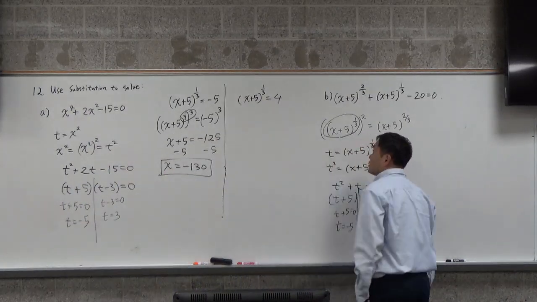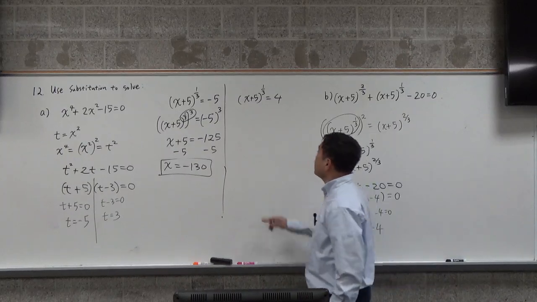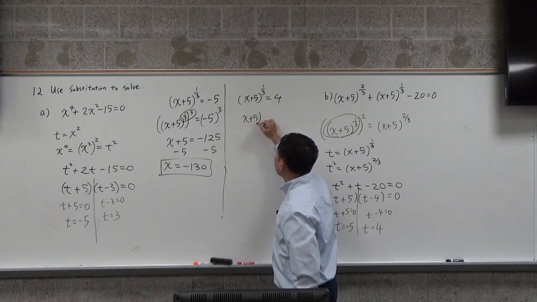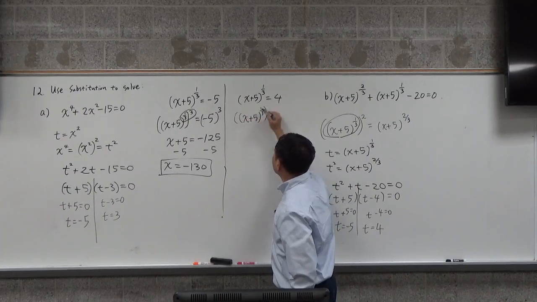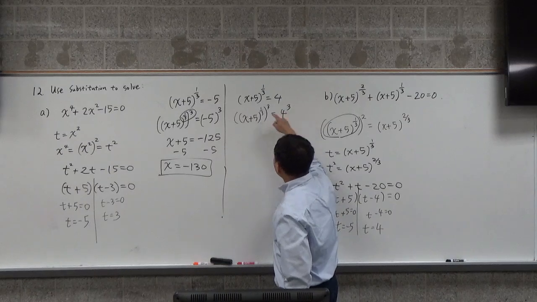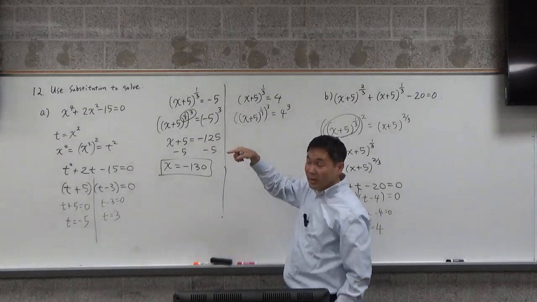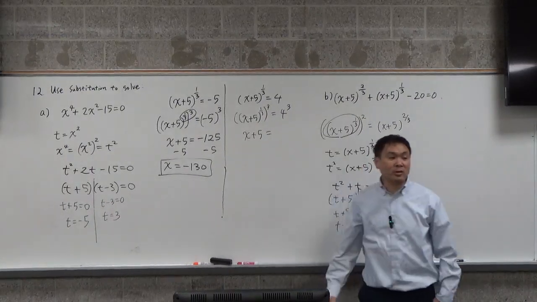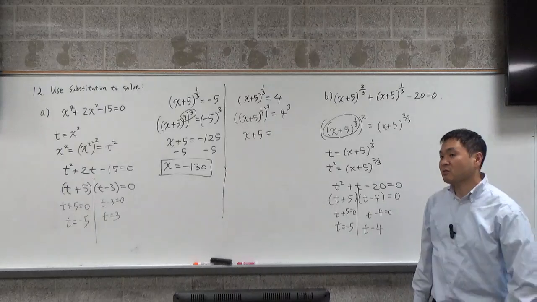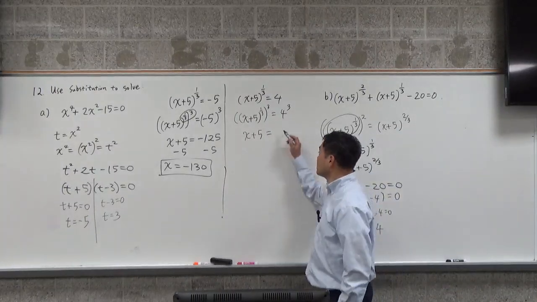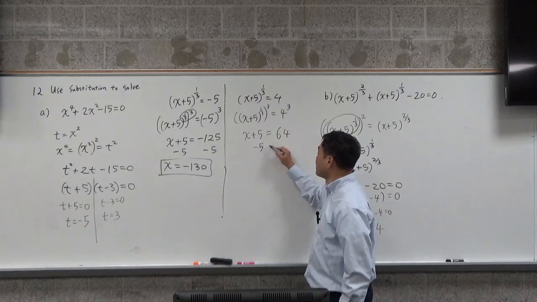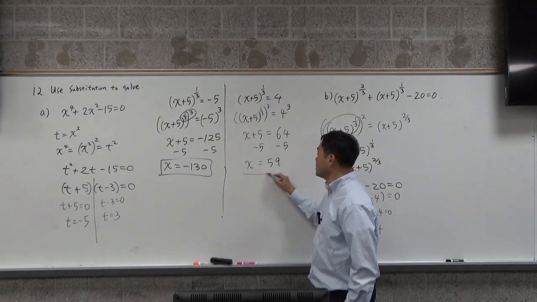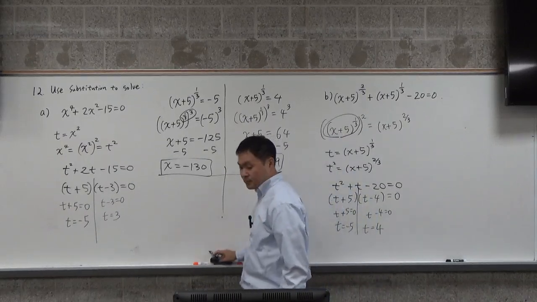All right. Next, if I have (x + 5)^(1/3) = 4, you take, again, third power both sides so that this 1/3 and 3 will cancel away, leaving you with x plus 5. Now what is 4 to the third power? 4 times 4 is 16. 16 times 4 is 64. And then you subtract 5 both sides, and you get x equals 59. So you get these two answers.